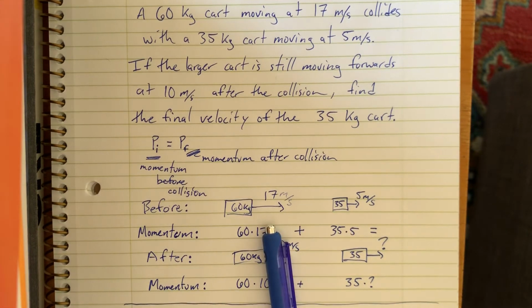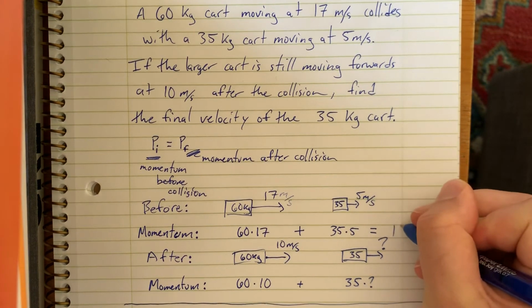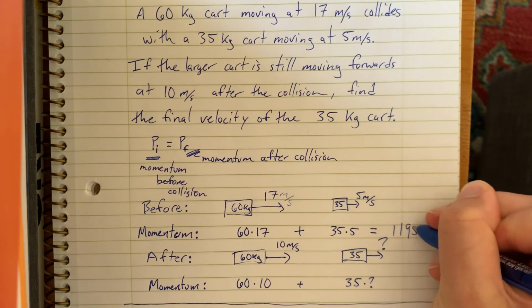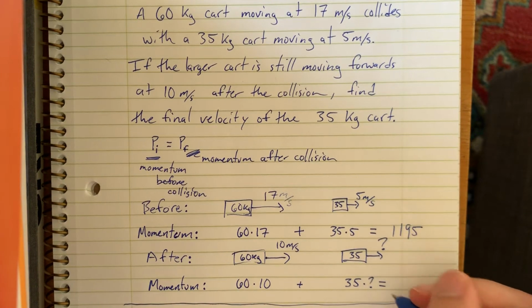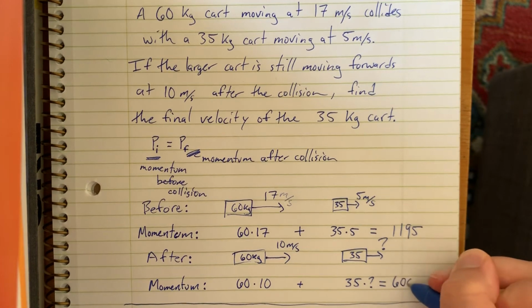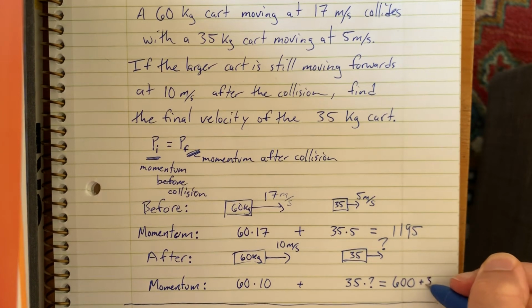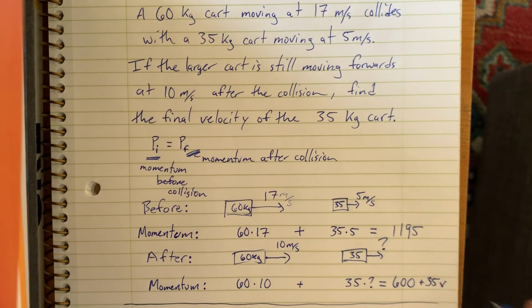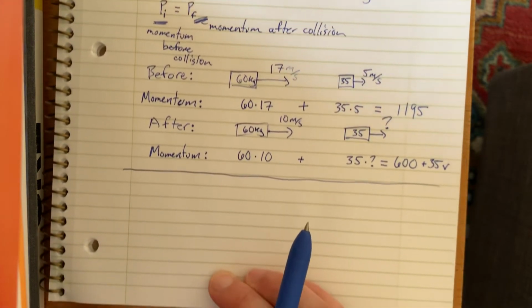So I'm going to quickly plug into my computer 60 times 17 plus 35 times 5. That gets me 1,195. And this one down here, I can't actually solve for a number because it's got a question mark in it, but it's going to be 600 plus 35v, where I'm putting in v to represent that final velocity that we're trying to find. Cool. I'm going to push this up.